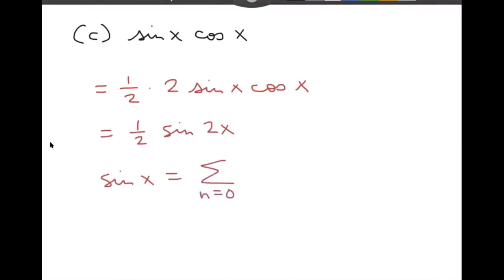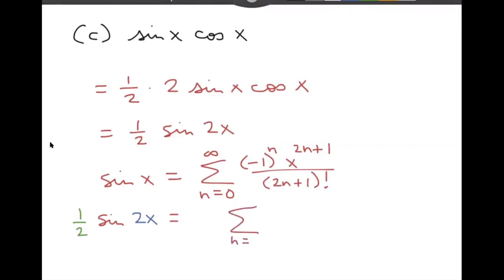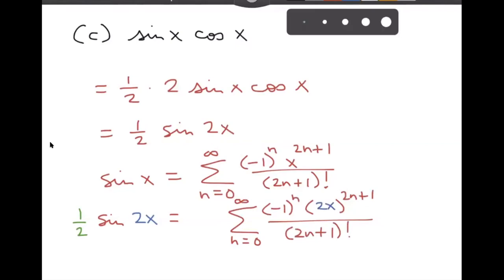The sum n going from 0 to infinity, negative 1 to the n, times x to the 2n plus 1 over 2n plus 1 factorial. So now, if I want to make that into 1/2 sine 2x, I need to do a couple of things. First, I need to replace the x with a 2x. So I'll drop a 2x right here. And then I need to multiply the series by 1/2.